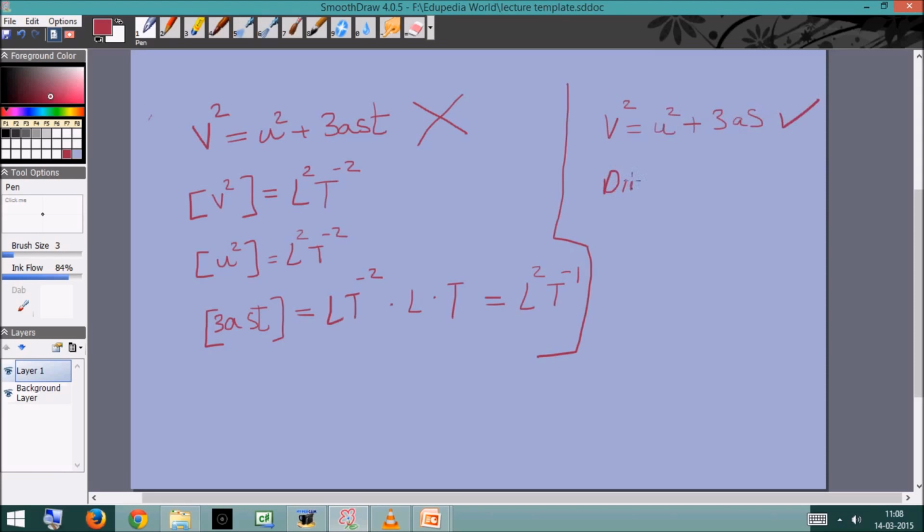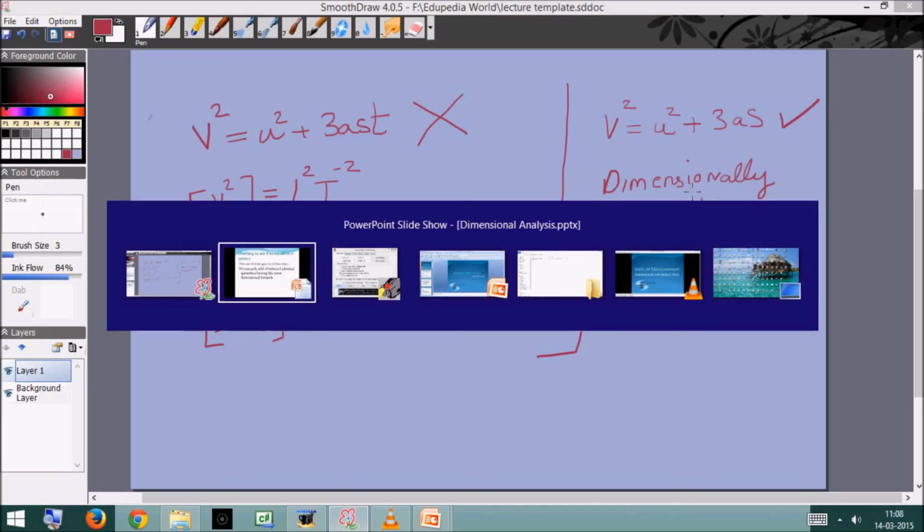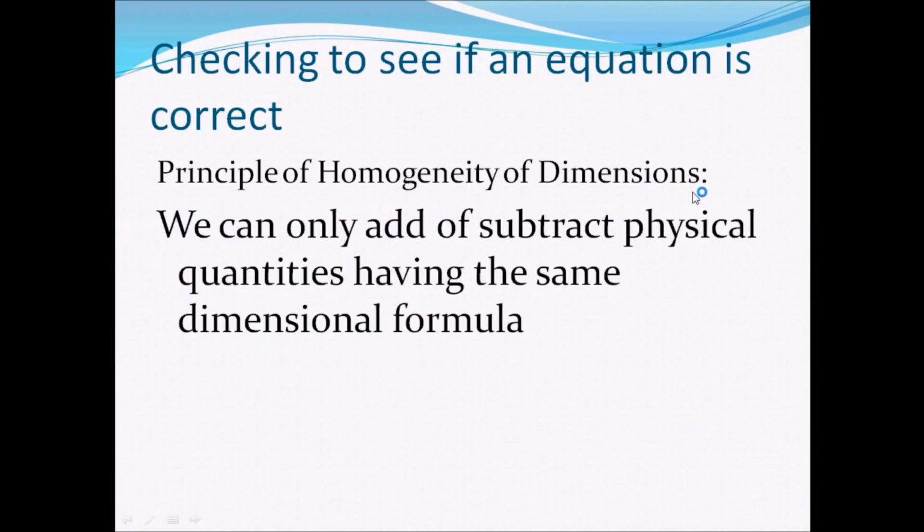It is not actually correct. It is dimensionally correct. However, is this equation actually correct? I'm sure many of you know that it's not. The actual equation is V square is equal to U square plus 2AS, and we'll see that in a few lectures.